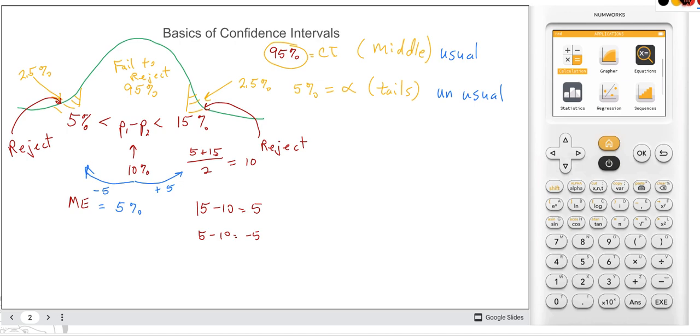Okay. So let's go ahead and take a look at an example.